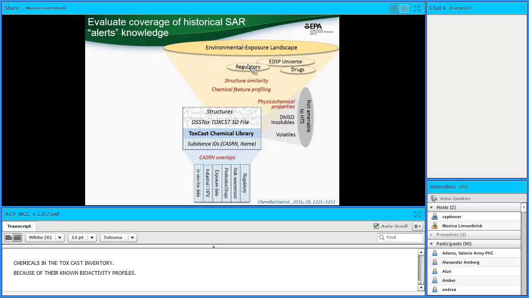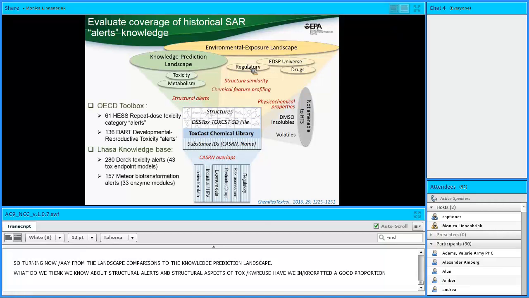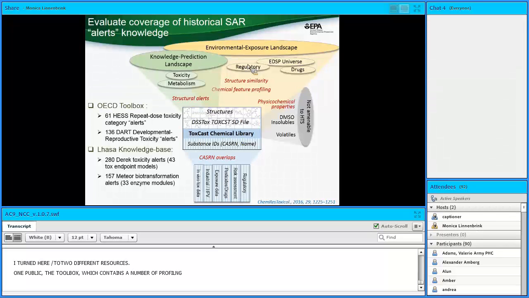So turning now away from the landscape comparisons to the knowledge prediction landscape, what do we think we know about structural alerts and structural aspects of toxicity, and have we incorporated a good proportion of those in our library? I turned here to two different resources, one public, the OECD Toolbox, which contains a number of profiling methods. Grace Patlewicz assisted with this part of the project. And we also turned to the LHASA knowledge base in terms of Derek and Meteor.